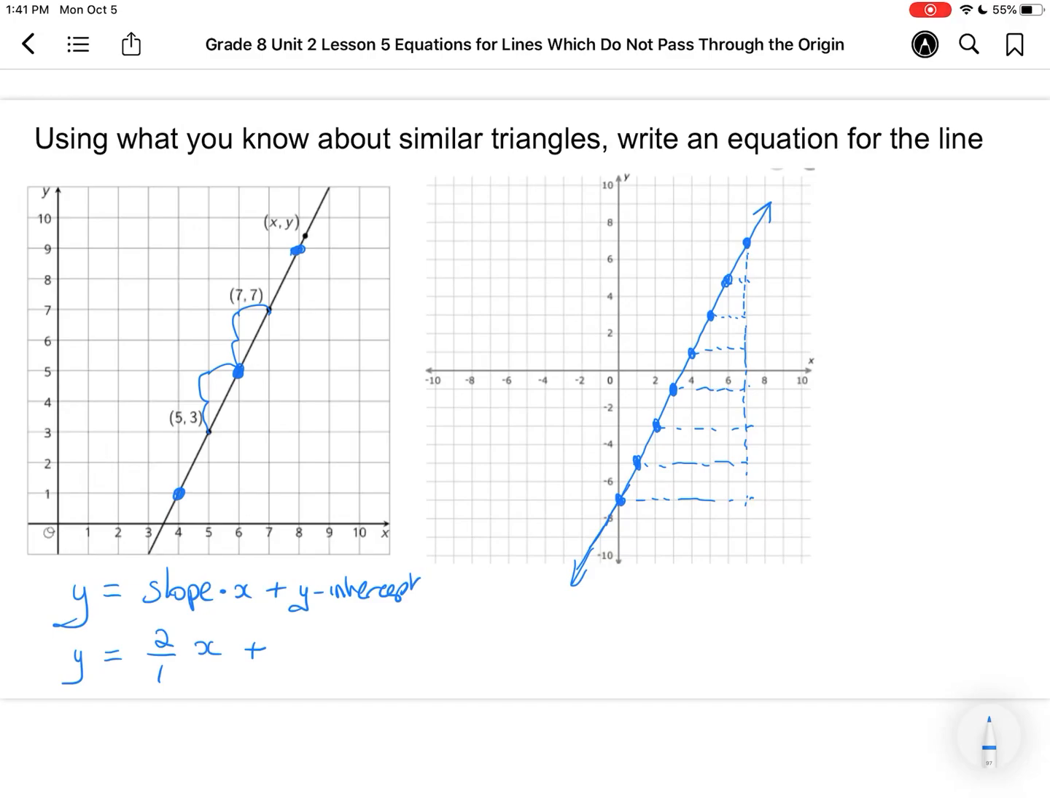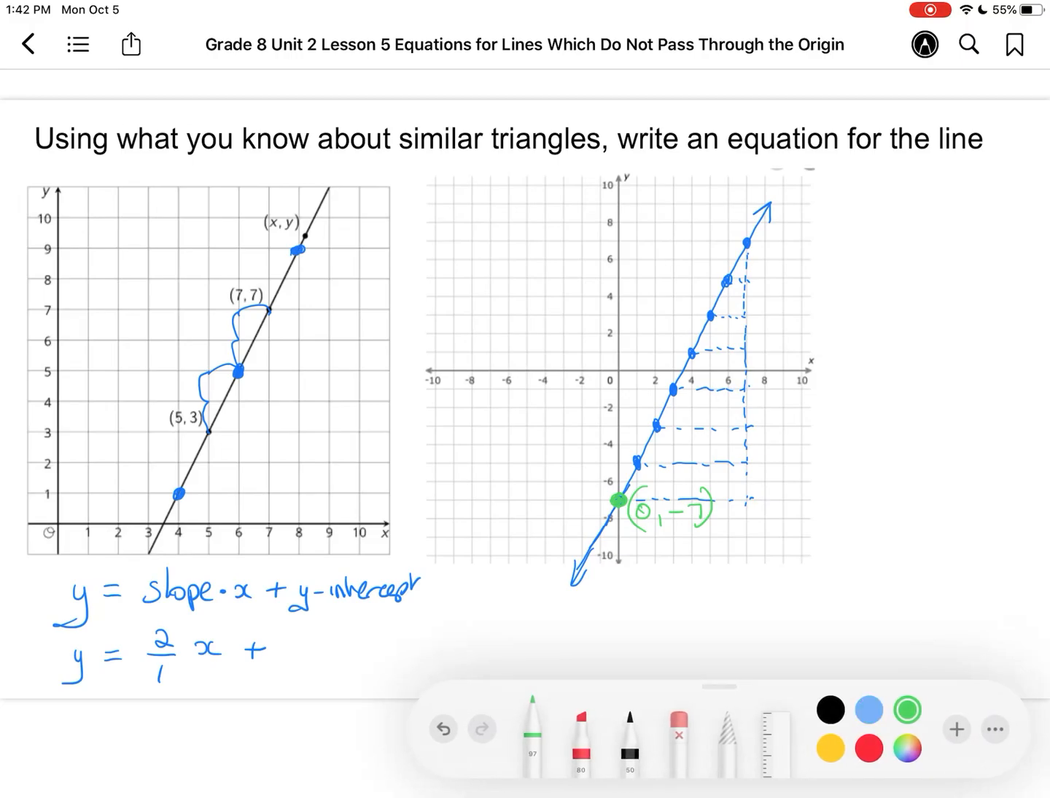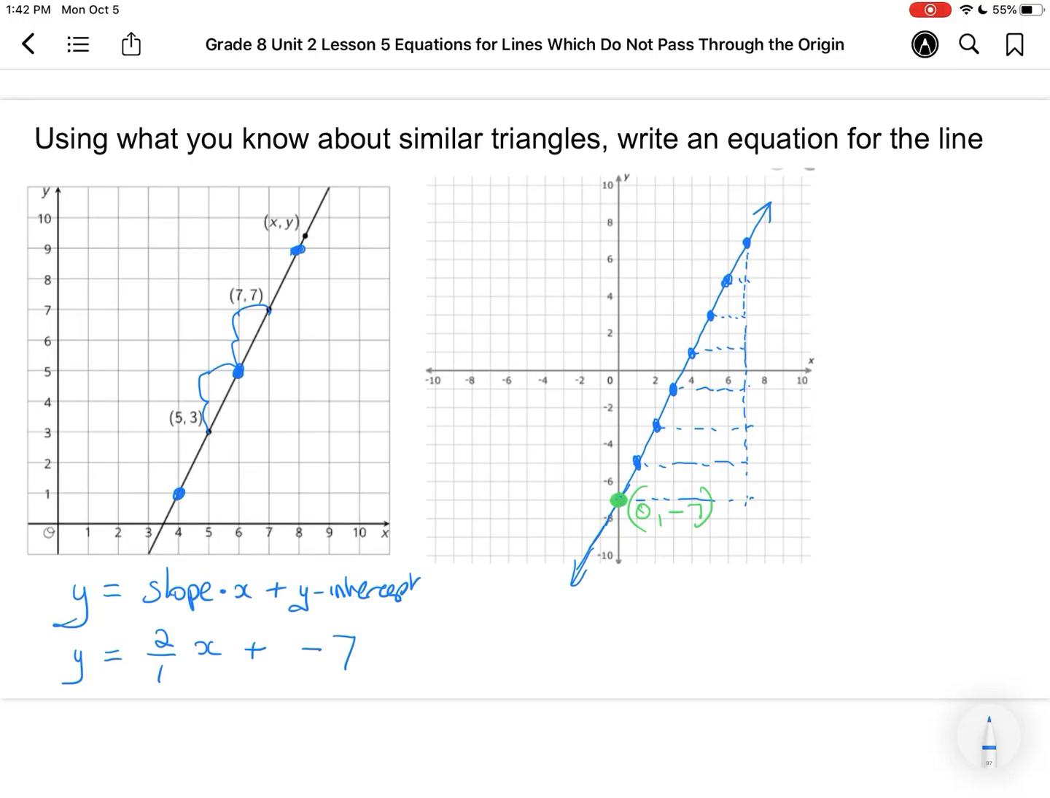So I redrew it on the right-hand side. And I drew similar triangles all the way along the line until I found the y-intercept. And the y-intercept is here at (0, -7). That's my y-intercept. So to use that now in my equation, y equals 2x plus negative 7. Or I can write it to tidy it up. y equals 2x minus 7 is the equation for this line.